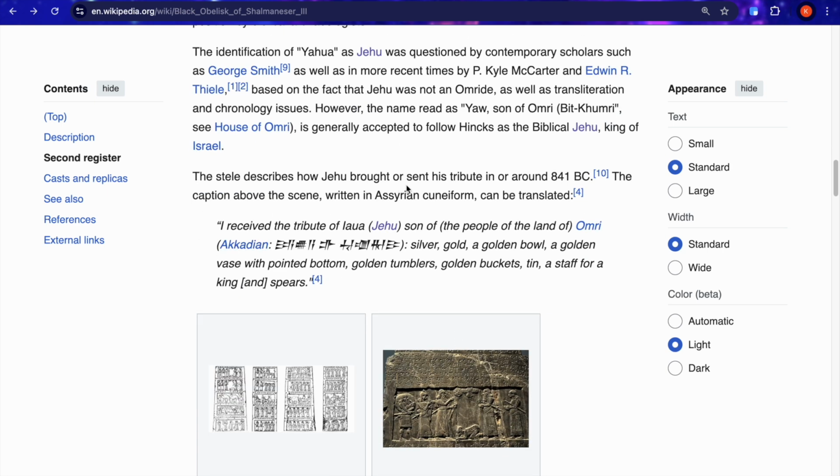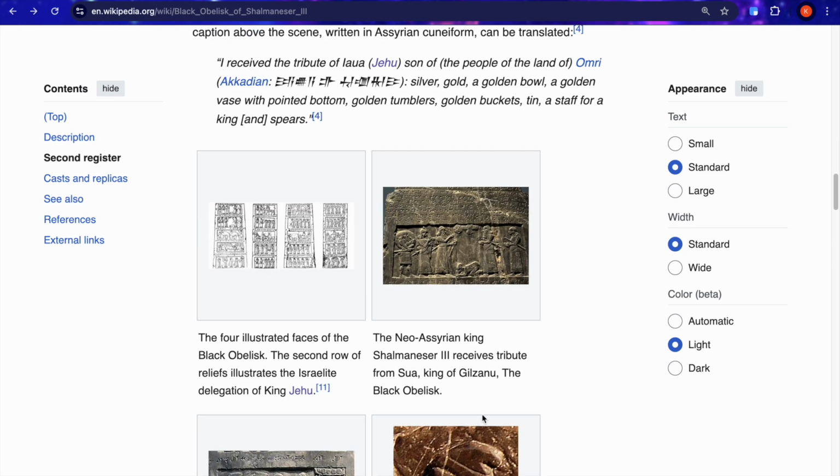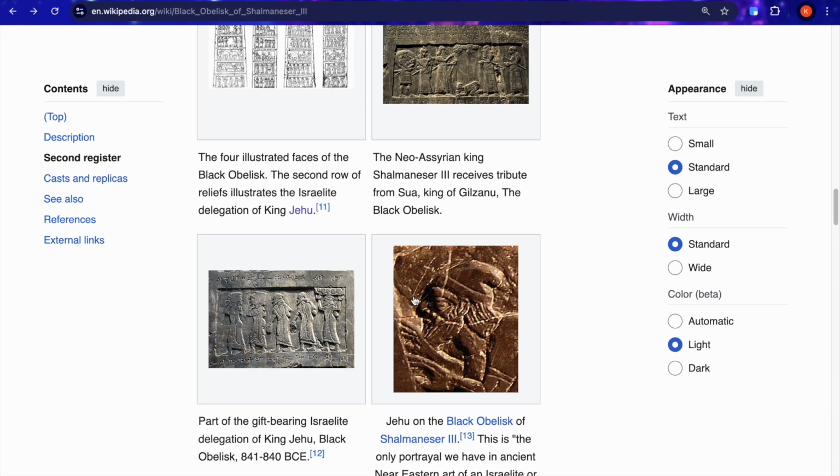This tale describes how Jehu brought or sent his tribute in or around 841 BC. The caption above the scene, written in Assyrian cuneiform, can be translated: I received the tribute of Jehu, son of Omri. Silver, gold, a golden bowl, a golden vase with pointed bottom, golden tumblers, golden buckets, tin, a staff of a king, etc. Okay, so here's the image.